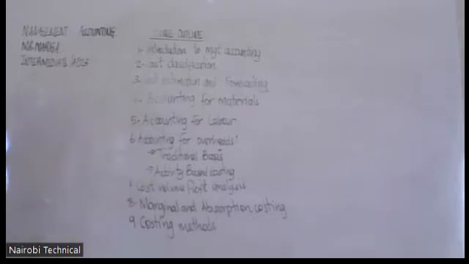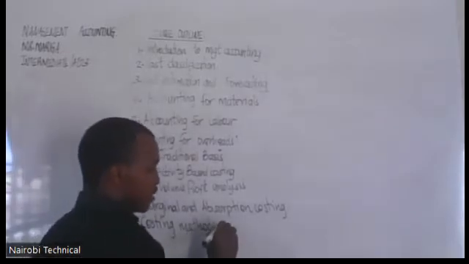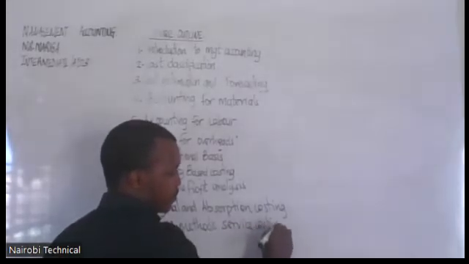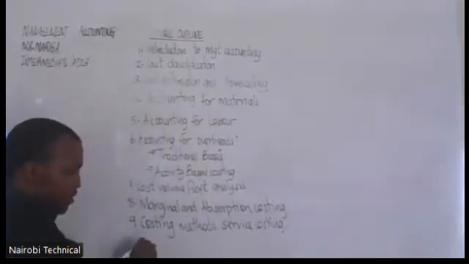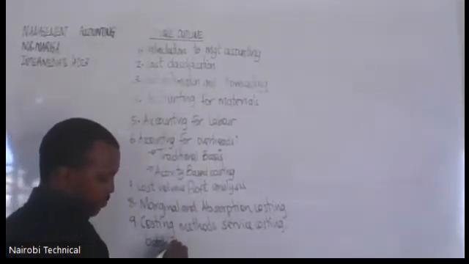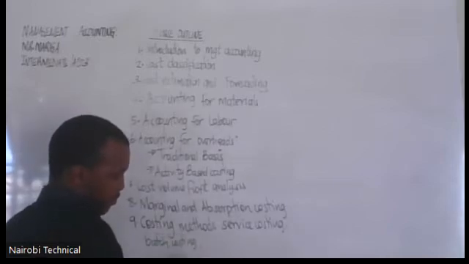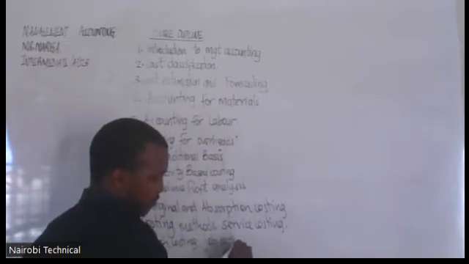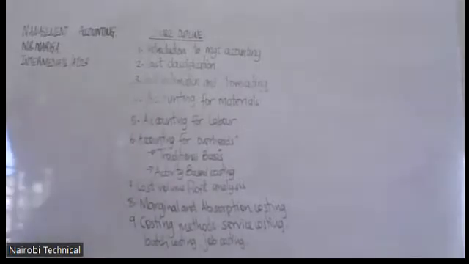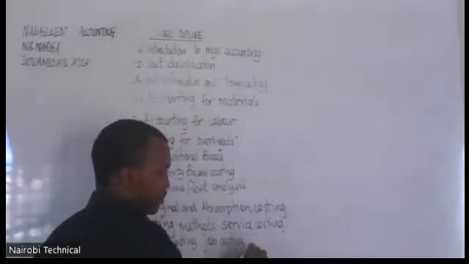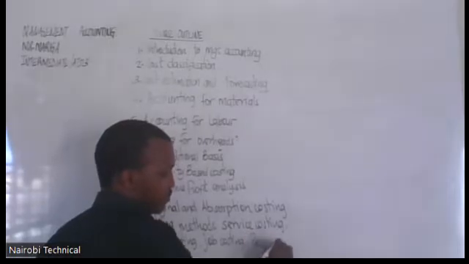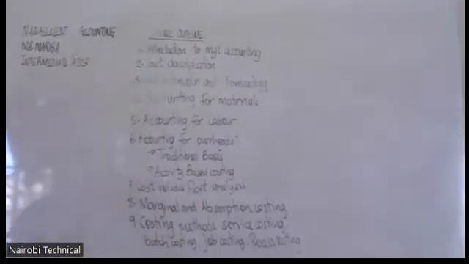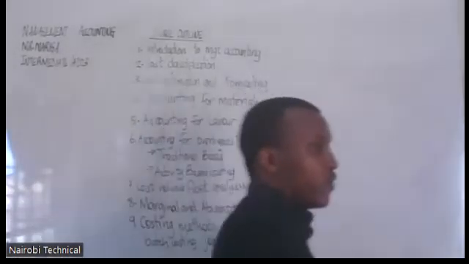Costing methods. The costing methods here are service costing, batch costing, job costing, and process costing. Remember, we're first highlighting the various topics that we expect to cover at the end of the 3 months.